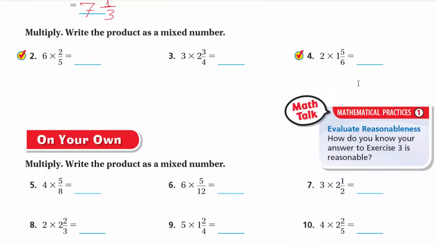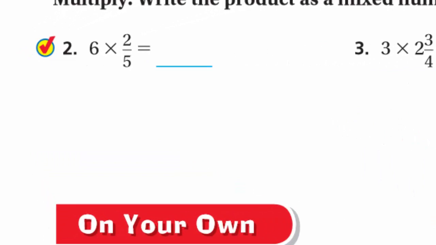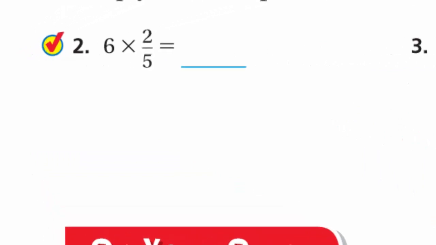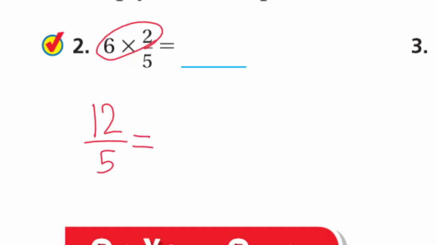Now multiply, write the product as a mixed number. We'll do the same. So we'll multiply and then write the product as a mixed number. Here it's easier because we have a whole number multiplied by a fraction. We can just multiply the 6 by 2, which is 12 fifths, and we can write this as a mixed number by using long division.